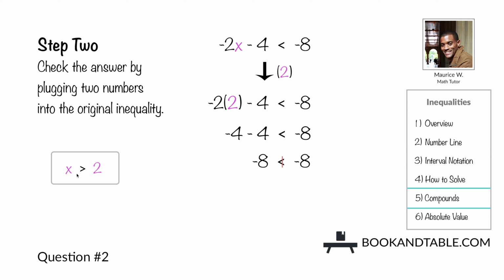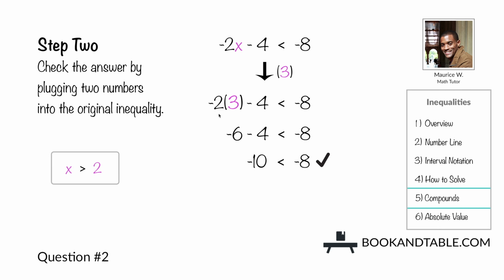So since x must be greater than 2, we can test 2 to make sure that that does not work. And then we can test 3 to make sure that that does work, since 3 is greater than 2. So when we plug in 2 for x, we get negative 2 times 2, which is negative 4. Negative 4 minus 4 is negative 8, leaving us with a false statement. Negative 8 is less than negative 8. So as we see, 2 does not work.